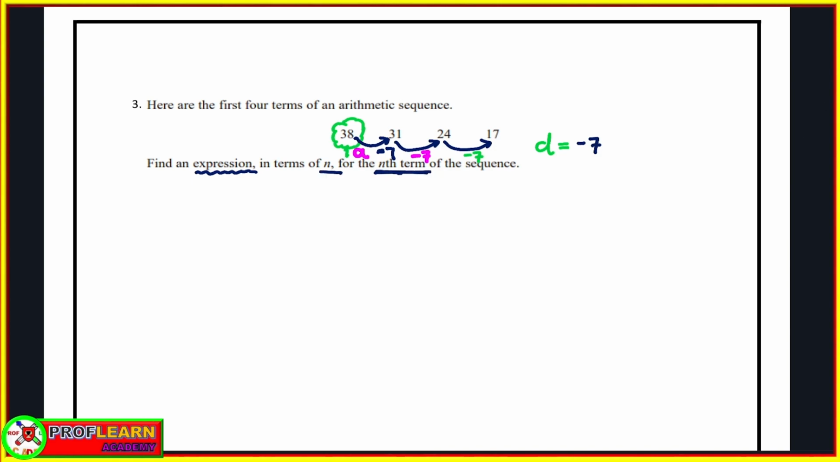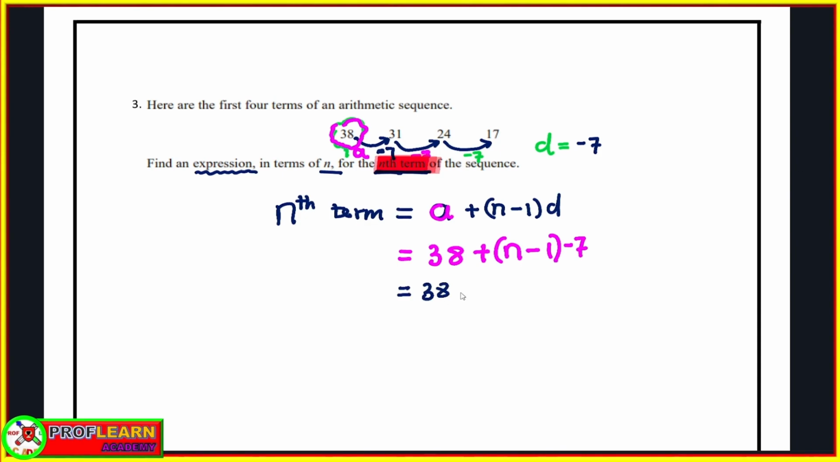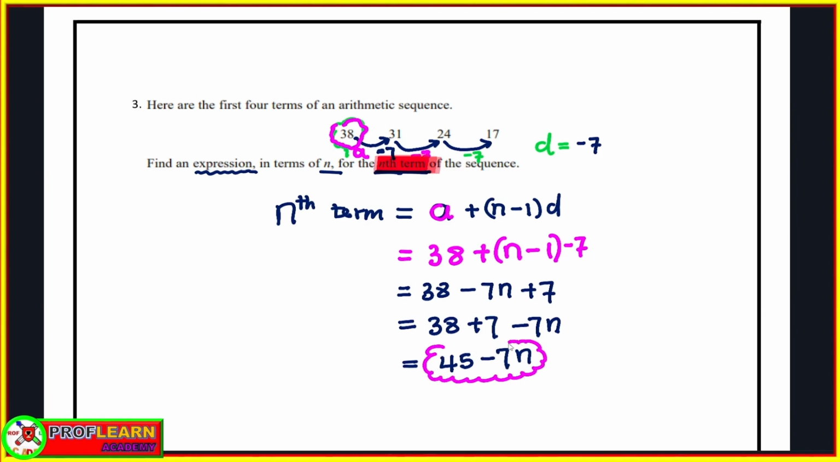So we are finding an expression in terms of n, so of the nth term. So we are going to write the nth term formula. In that case, substitute what you have, first term and also common difference, then open the bracket so that you put the like terms together, and you end up having 45 minus 7n. Now this is the expression that is required.